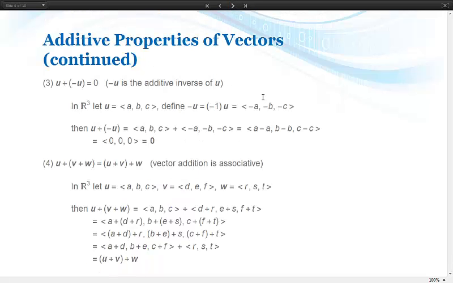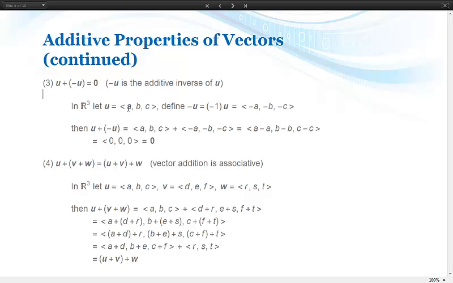There are some more properties of vector addition. An interesting one is if I add the vector u to the vector negative u, I get the zero vector. That is, minus u is the additive inverse of u. Let's prove this in three-dimensional space.